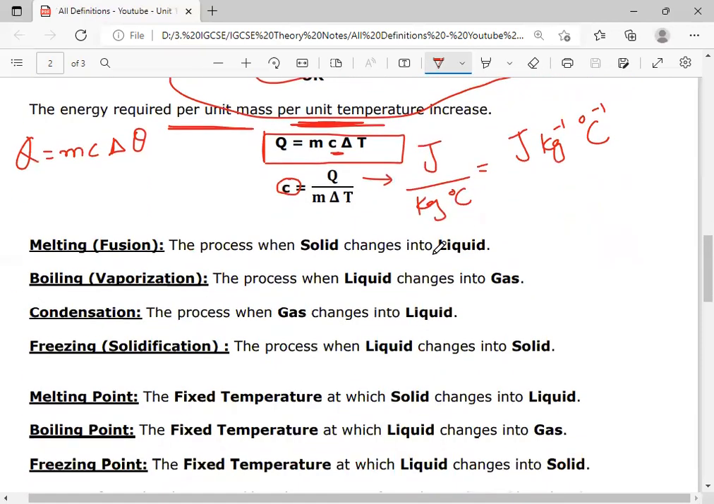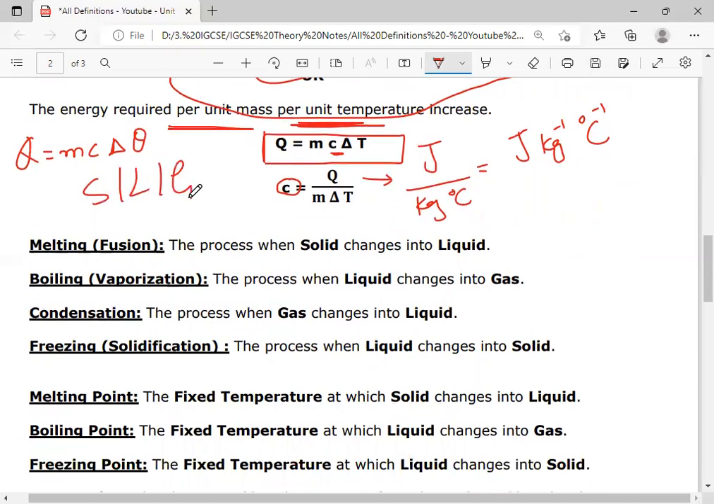Then the definitions of different processes. There are three states of matter: solid, liquid, and gas. The definition of melting, which is also termed as fusion: the process when a solid changes into a liquid is called melting. Boiling is also called vaporization: the process when a liquid changes into a gas is called boiling.